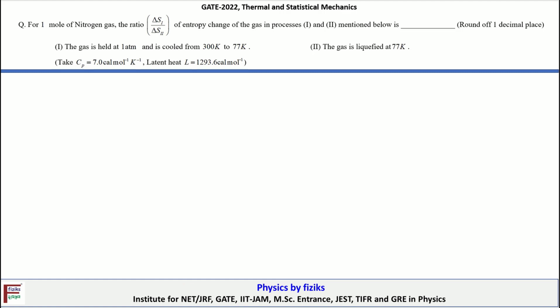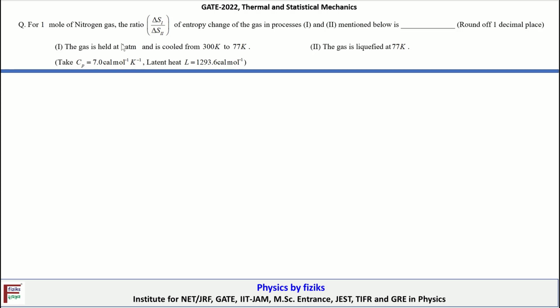So let's continue with the next problem. The statement is: for 1 mole of nitrogen gas, the ratio delta S1 by delta S2 of the entropy change of the gas in processes 1 and 2, which are mentioned below, is? Round off up to 1 decimal place.